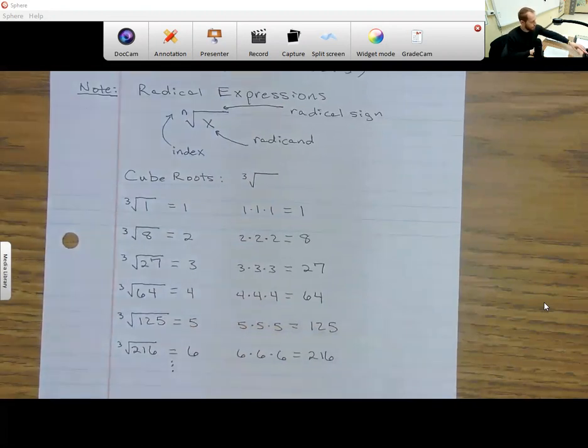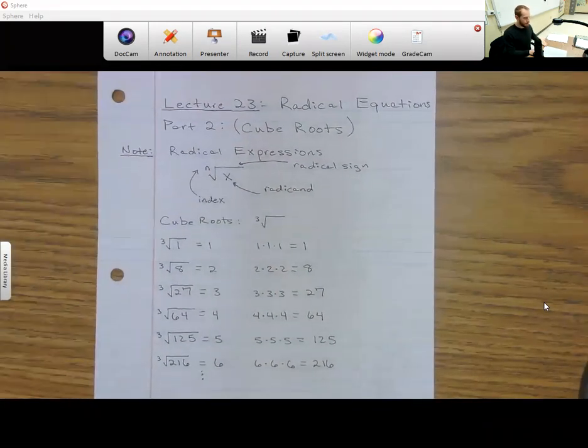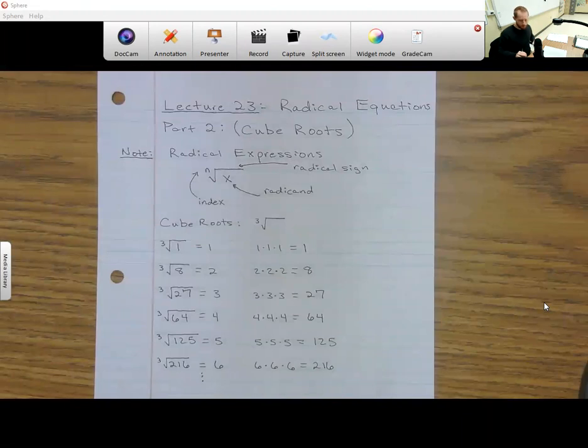Okay, so those are cube roots. I'll zoom out so you guys can get the rest of them. And I'm going to get ready with another sheet of paper, and we're going to cover cube root equations in just a minute.